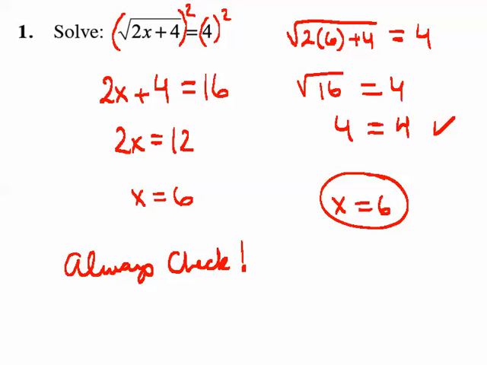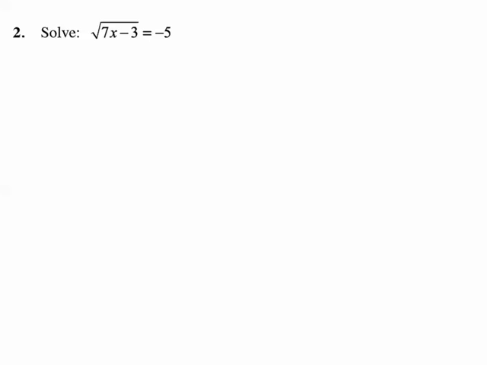Let's try this one. So, look at this here. I got the radical. Is the radical all by itself on one side? Absolutely. We're good to go then. Let's square both sides.